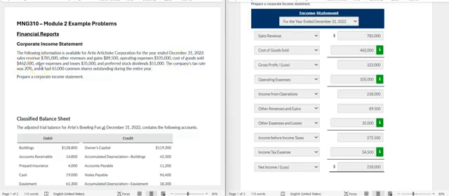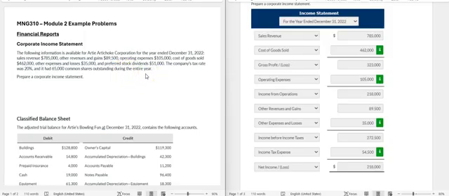And they also had some other expenses and losses that weren't directly related to normal operations in the amount of $35,000. During the year, they had preferred stock dividends in the amount of $51,000. The company's tax rate was 20%, and it had 65,000 common shares outstanding during the entire year.